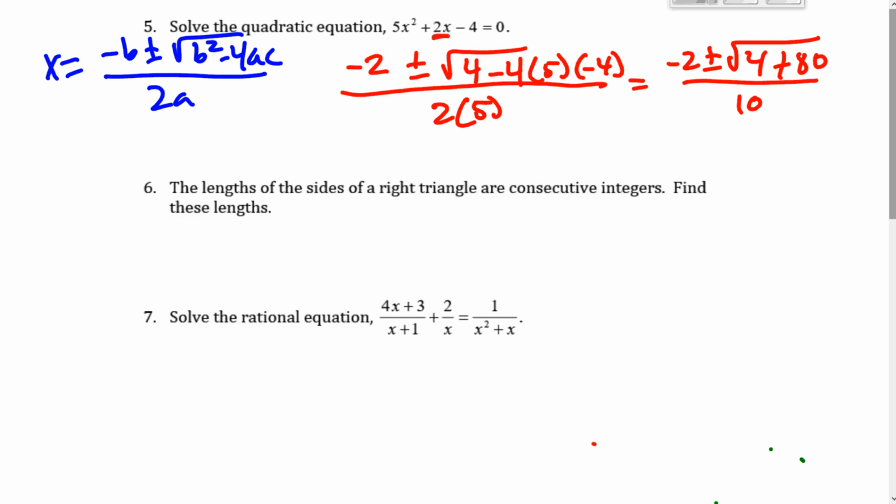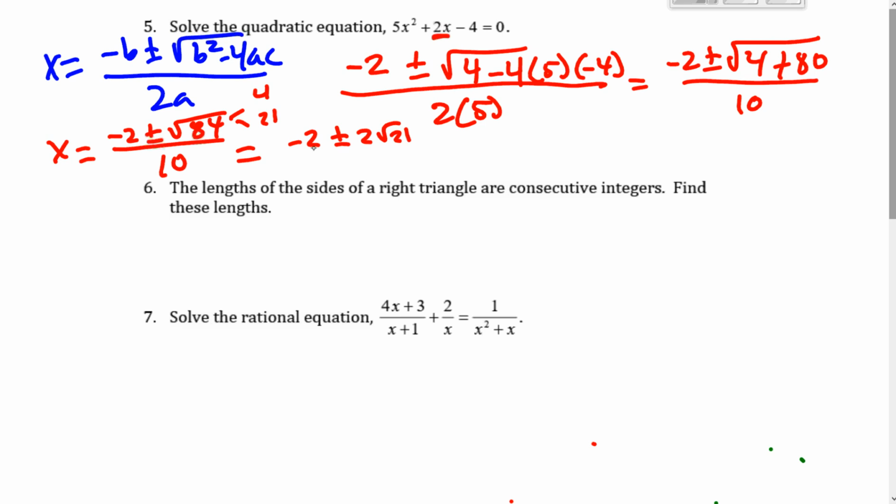That's 84, right? Let's come down here. x equals negative 2 plus or minus the square root of 84. There's no perfect square of 84, so we have to simplify that radical. We can break down this radical into 4 times 21. And the square root of 4 I know, so that's 2. So we get negative 2 plus or minus 2 square root 21, because 21 I can break down to 7 and 3, but there's no pairs there, right? Don't know the square roots of those. Okay, and then it's all over 10.